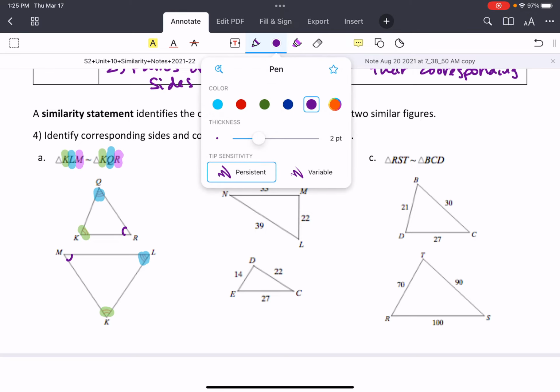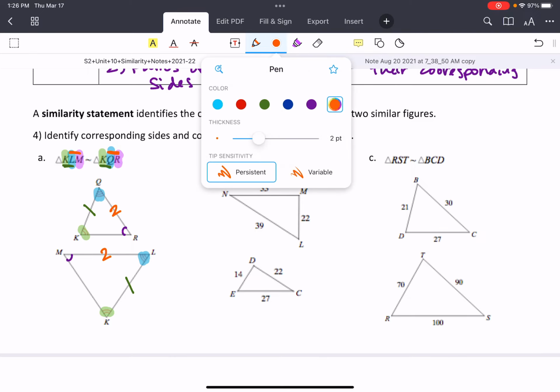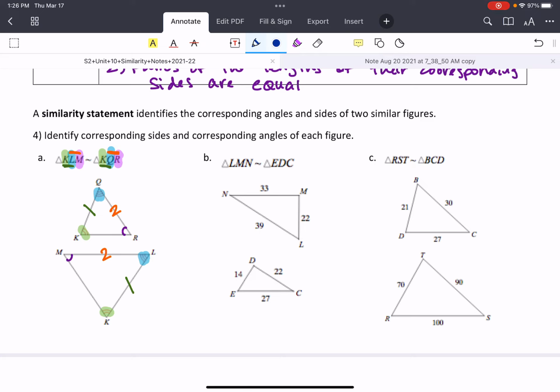I can also do the same thing for the sides. So when I match up my sides, KL is going to match with KQ. So we're going to call KL side number 1, and KQ also side number 1 so that we know that those match up. Now, LM is going to match with QR. So L to M I'm going to call side 2, and Q to R I'm going to call side 2. And lastly, we have this one, K and M, and that's side 3, and Q, K, and R, and that's side 3.